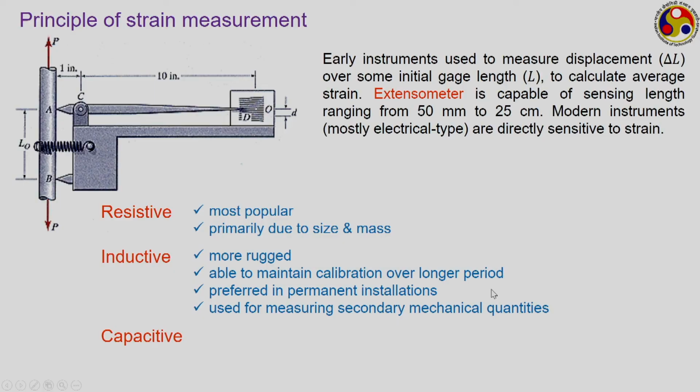That may not always be true for inductive and capacitive instruments, meaning they can be used for different kinds of systems. Inductive ones are generally preferred in permanent installations, and they are very commonly used when our objective is not to measure the strain, but some other secondary parameter like pressure, temperature, etc. We shall be discussing that in the corresponding module.